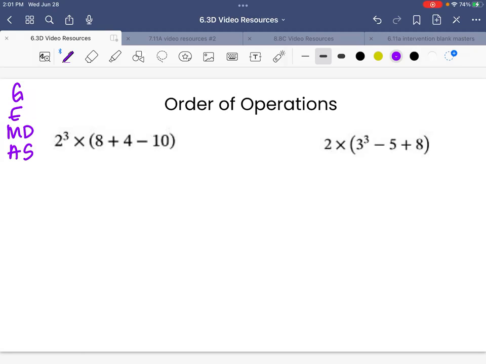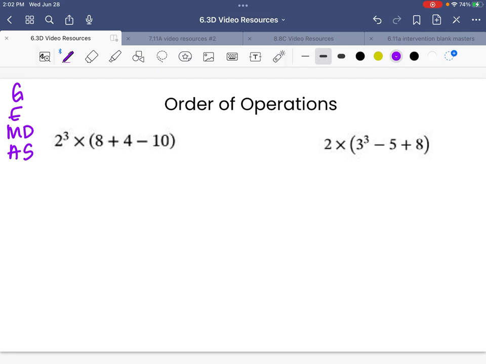Hey guys, we're back again to look at order of operations when we have grouping symbols and exponents. So remember that our acronym is GEMDAS. G stands for grouping, E stands for exponents, M and D stand for multiplication and division, which we do whichever one comes first, left to right. And then A and S stand for addition and subtraction, again, whichever one comes first in order from left to right.